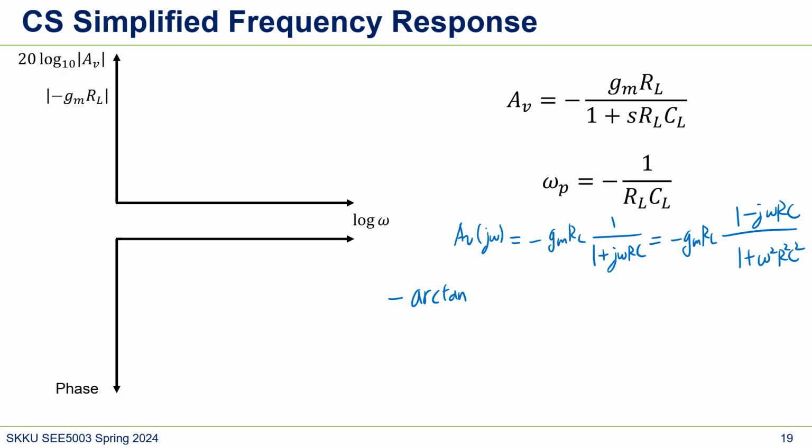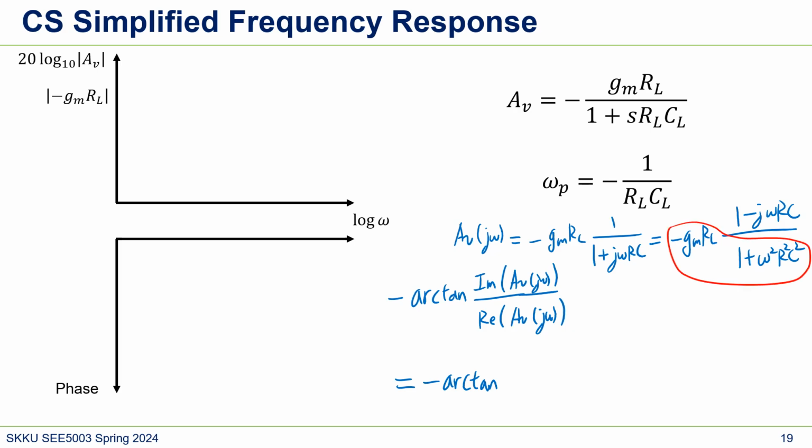Arc tangent of the ratio between imaginary of AV(jω) and real of AV(jω). So this will be minus arc tangent. Let's just ignore this part because they're constant. Because we are looking for a ratio, they will not change anything. So it will be arc tangent.